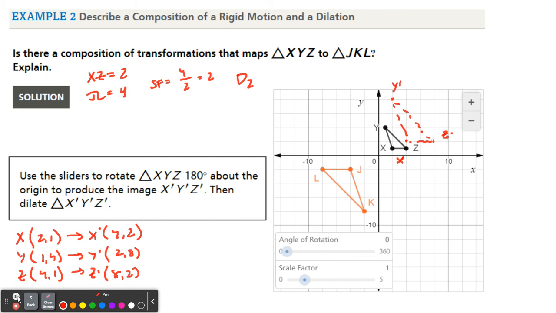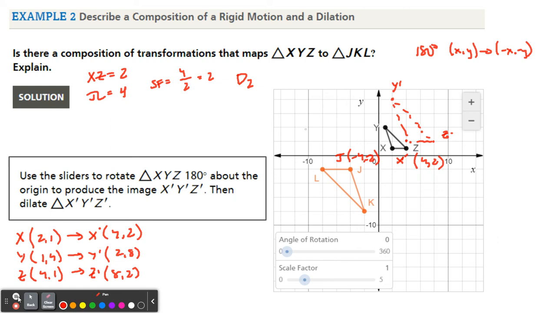Okay. And now what I would do is compare X prime's coordinates, which are now at (4, 2), to J's coordinates, which are at (-4, -2). And I'd say, oh, they made both become negative, right, or both opposite. That is precisely your rotation of 180 degrees rule, right? (x, y) becomes (opposite x, opposite y). And you can do the same thing with Y prime and K and Z prime and L.